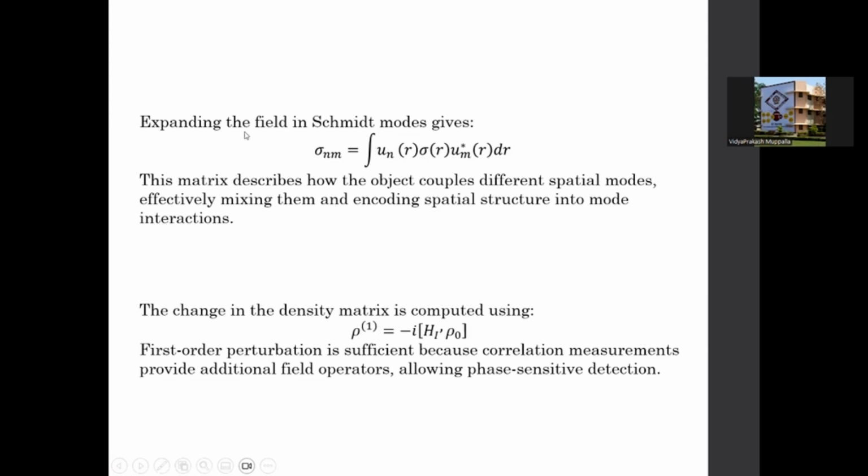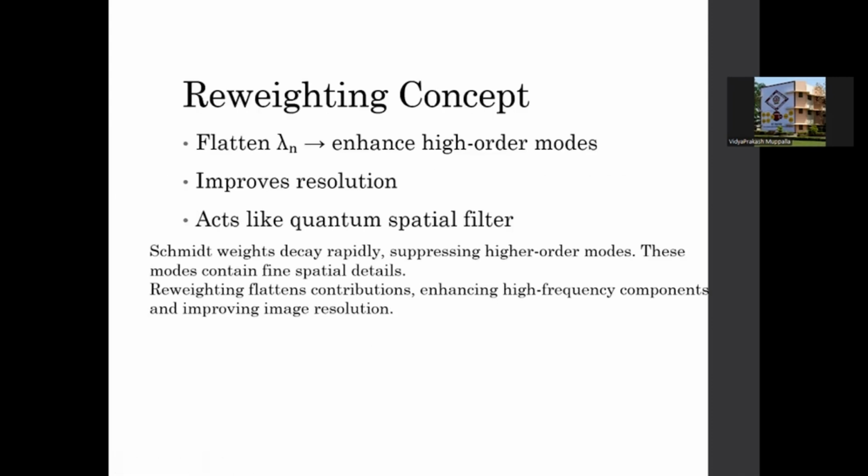While expanding the Schmidt modes, it looks like this. The matrix describes how the object couples different spatial modes, effectively mixing them and encoding the spatial information or structure into the mode interactions. Only after interaction does the situation change. The object introduces correlation between the modes, breaking the diagonal structure, and therefore the transition from a diagonal to a non-diagonal density matrix appears, which is the signature of imaging.